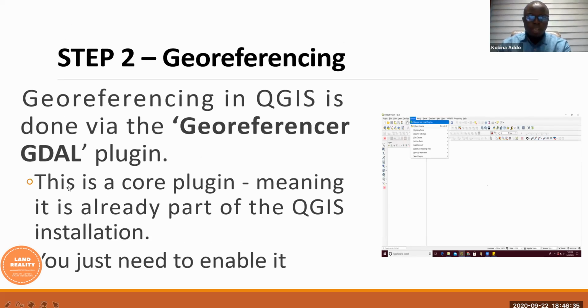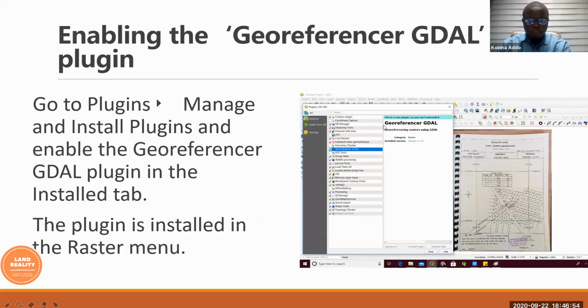So the second step is to open the georeferencer plugin, which I pointed out earlier. This is where it's located from this screenshot. And then you go to manage and install plugins, and then you upload it. We'll do a practical example so that everyone will be able to see. It's very easy to access. This is where it's located.